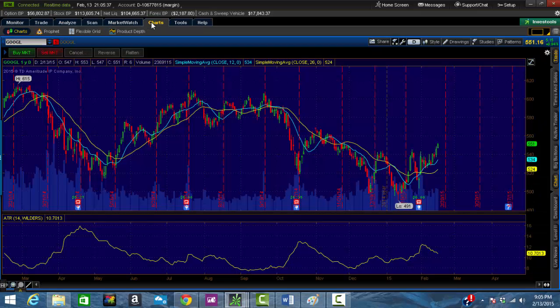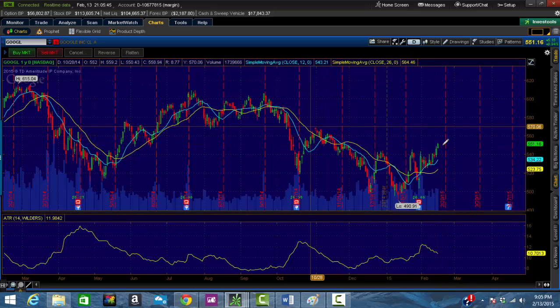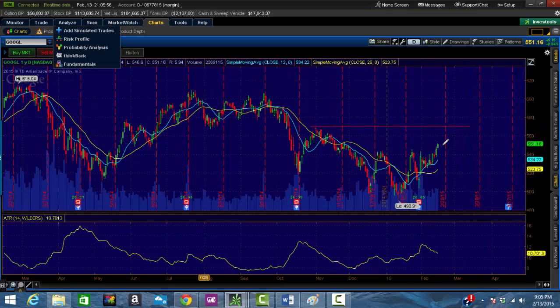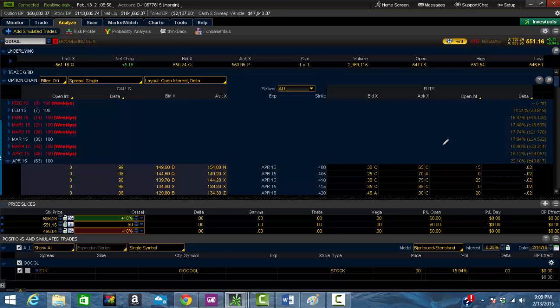And let's look at the chart. Here's Google. It broke out recently, so it may not be a great credit spread for a bear call, but it's a good example of what we're talking about. There's resistance here, about 570. So Christian, if you were putting this on today, for a fill, what you would do is go to simulate the trade.